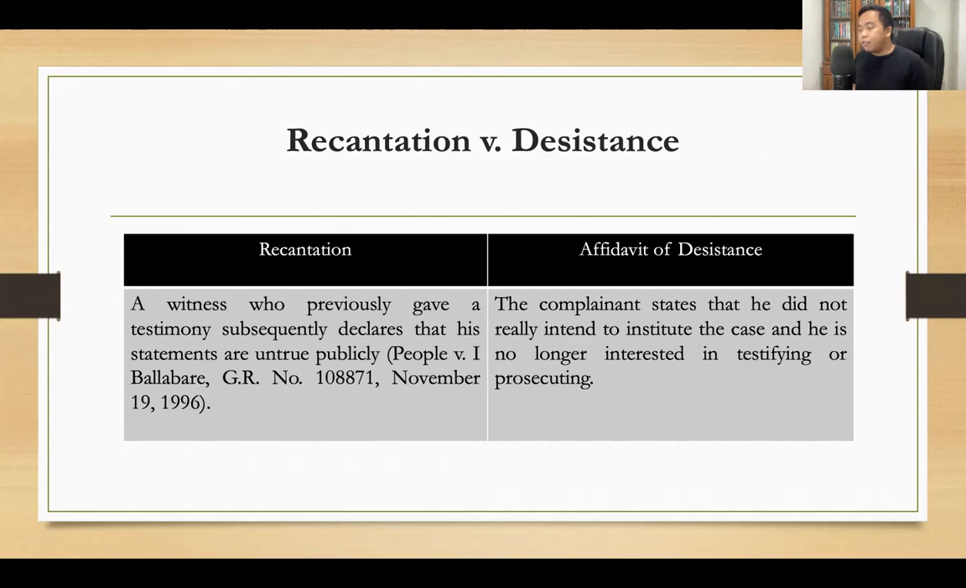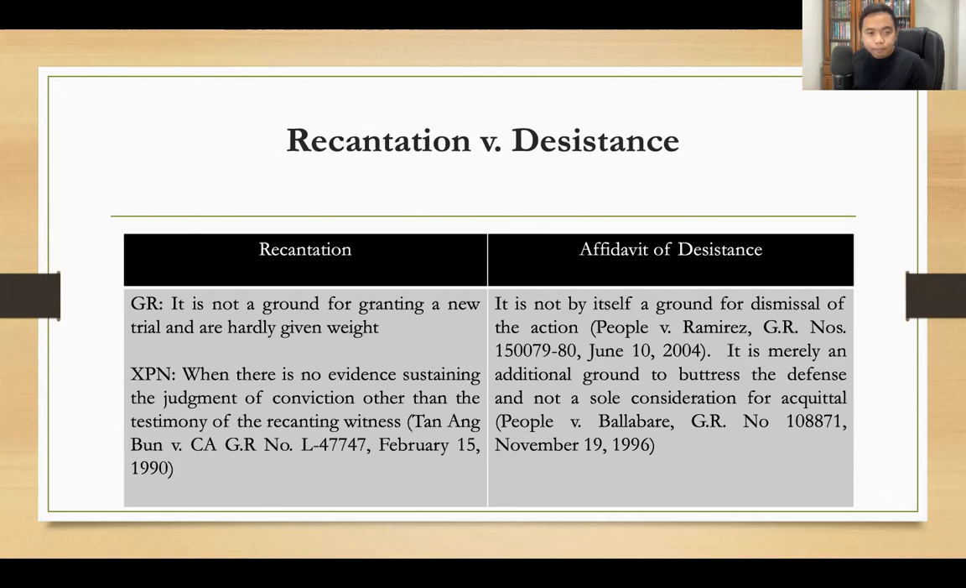For example, if the institution of the criminal complaint is due to a mere misunderstanding and the complainant is no longer interested in pursuing the case, then you draft an affidavit of desistance. As a general rule, a recantation is not a ground for the grant of a new trial and is hardly given weight. There is an exception. When there is no evidence sustaining the judgment of conviction other than the testimony of the recanting witness, then recantation can be a ground for new trial.